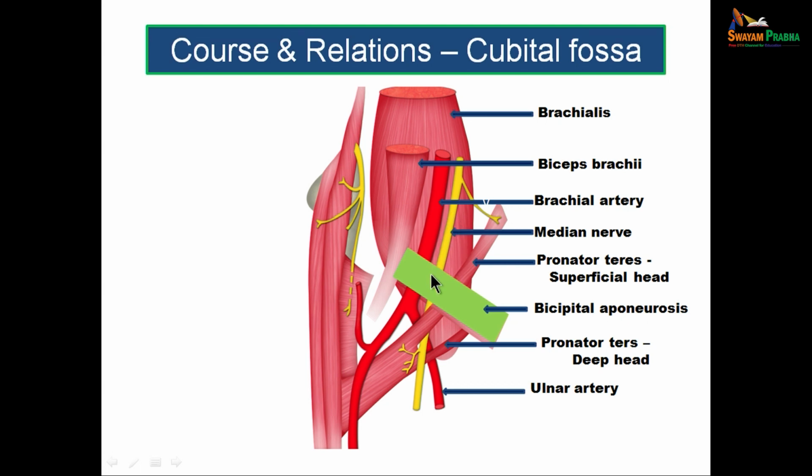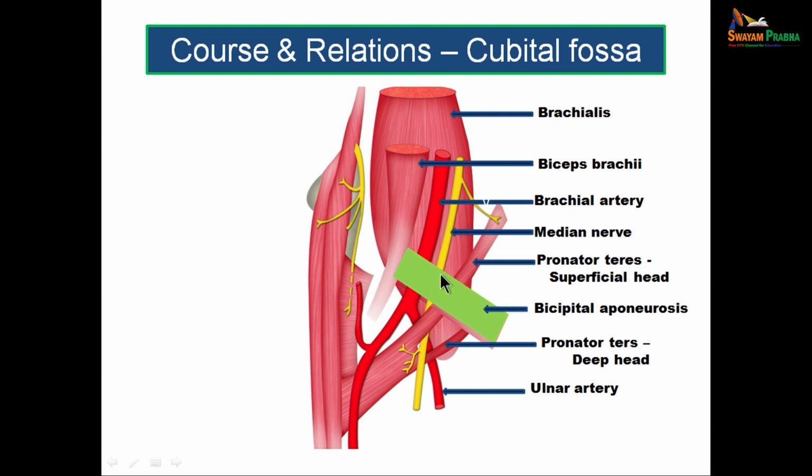It descends down in the cubital fossa. It is crossed superficially by this aponeurosis of the biceps tendon. This aponeurosis is called the bicipital aponeurosis. This crosses superficially both the brachial artery and the median nerve, and it is going to get inserted to the deep fascia of the forearm near the ulnar border.